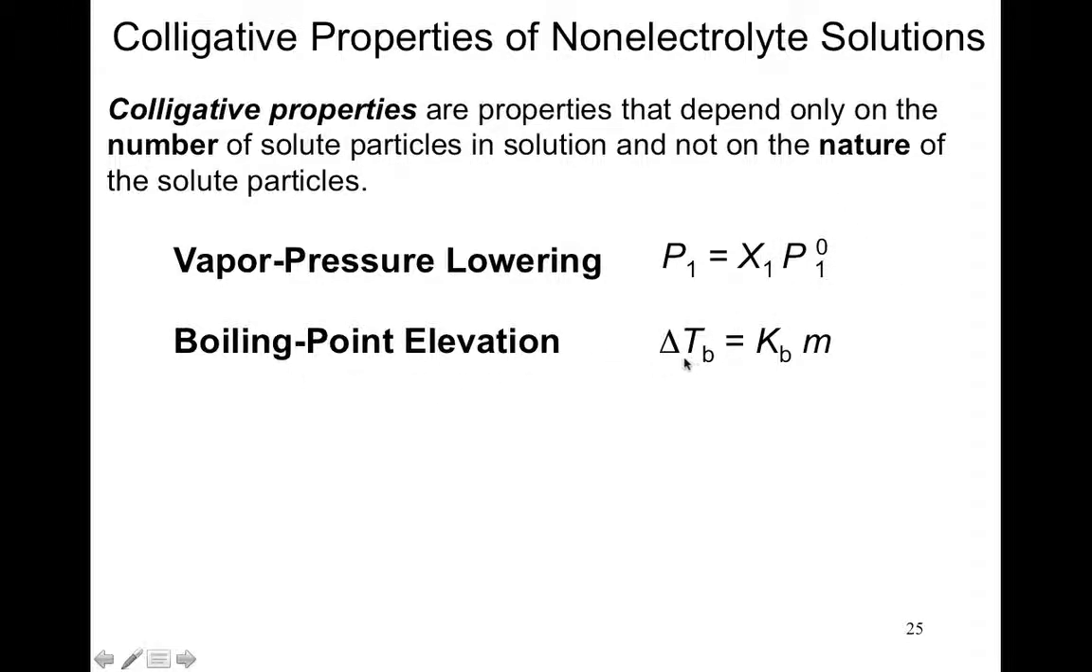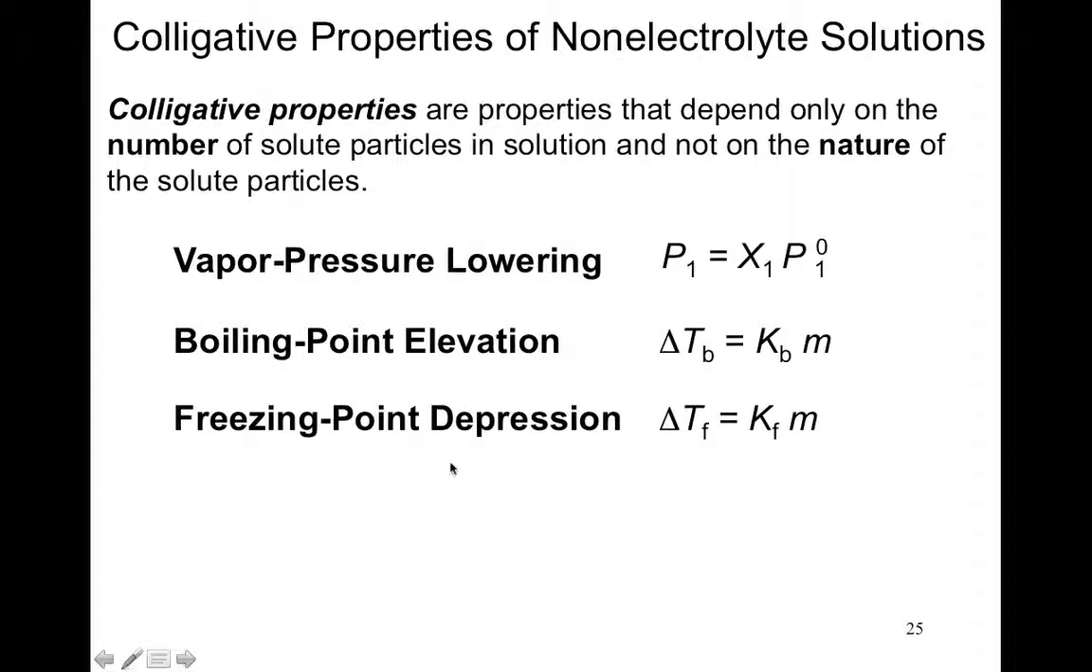Boiling point elevation: the change in temperature for boiling point is equal to a constant, which is in your book, times molality. Little m is moles solute per kilogram solvent. So that is an important thing to note. And then freezing point depression, the change in temperature for freezing, is equal to, again, a Kf, which is a constant you can get out of your book. I think it's like 12.2 or some table like that, times a little m for molality, same as before.